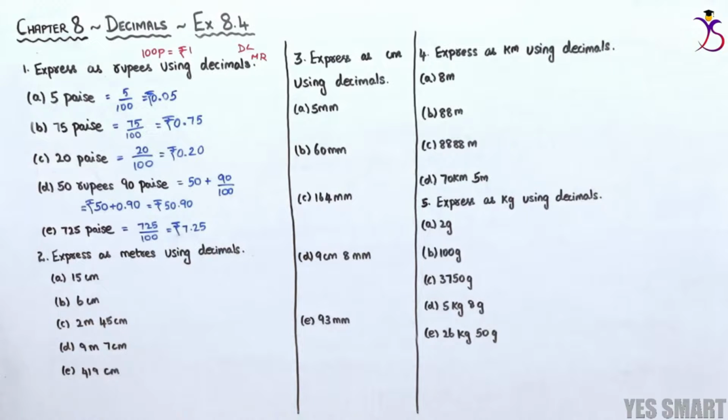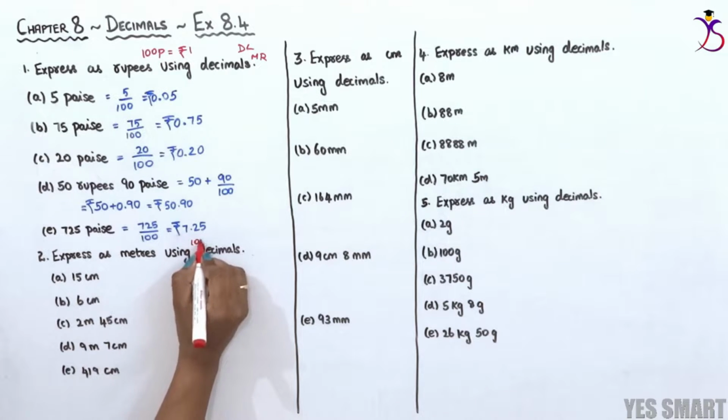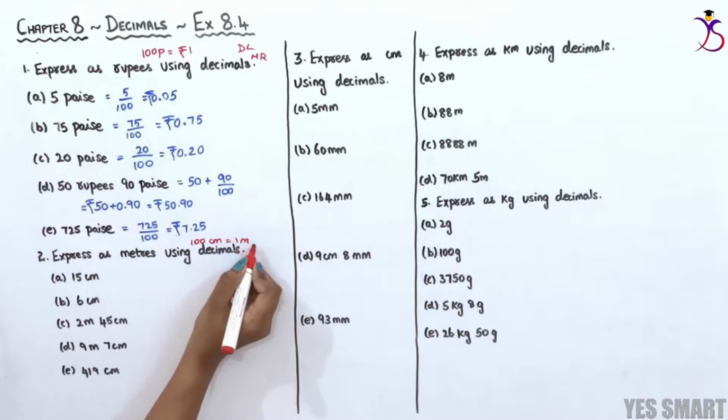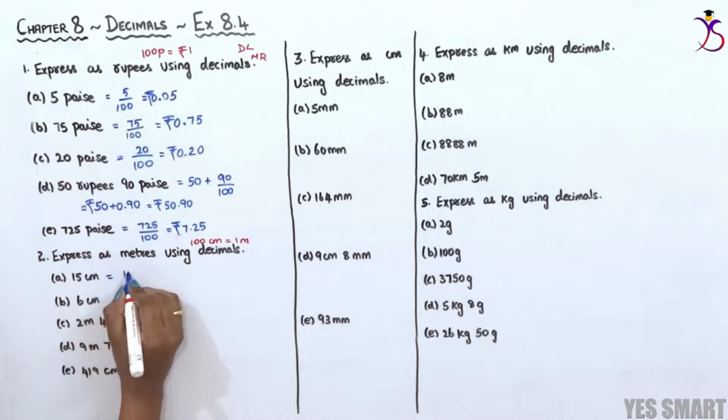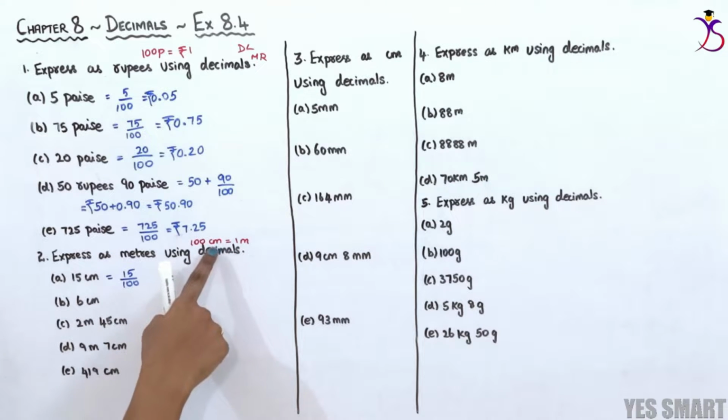Now moving on to the second sum: express as meters using decimals. The same as express as rupees using decimals, here we have to express as meters using decimals. So we are going to convert it to meters. The first subdivision is 15 centimeters. 15 centimeters is 15 by 100, because 100 centimeters equal 1 meter. So let's write it over here. That is, 100 centimeters is 1 meter.